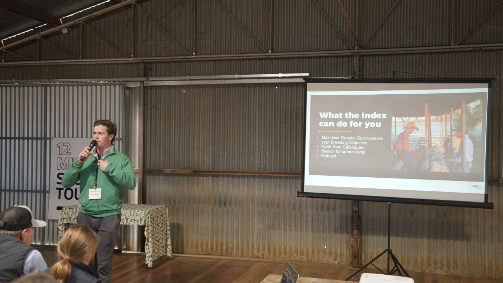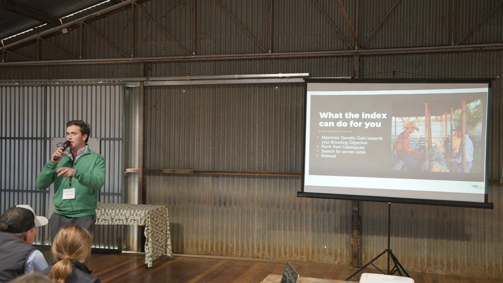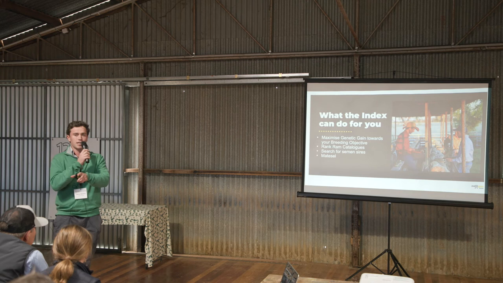So if you get a flock profile test back and you go, oh, my sheep are from quite a traditional base, they're cutting the amount of wool I want them to cut, they're at the micron where I want them to sit, they've got plenty of growth, but I'm probably lacking in carcass traits and breech traits, we can more heavily weight those traits so you can reach that objective faster.